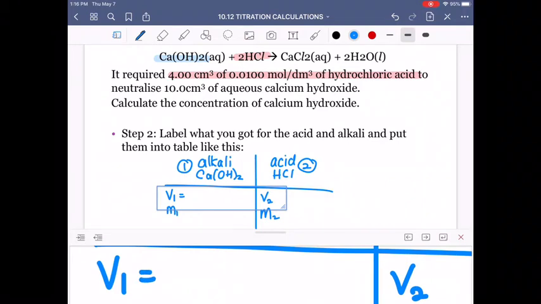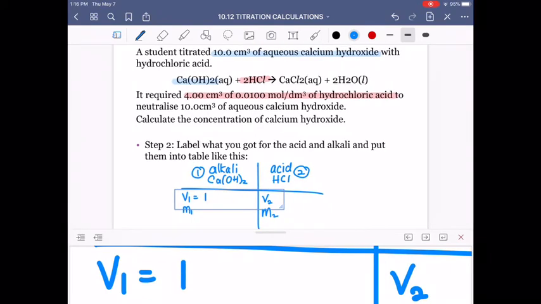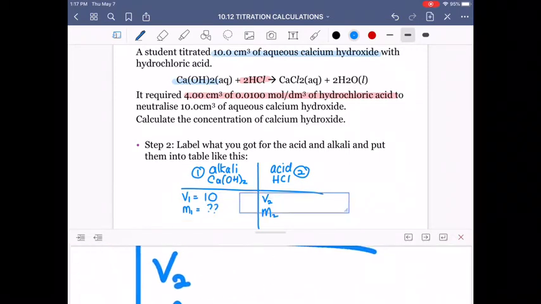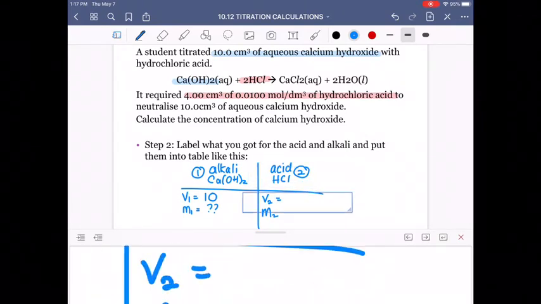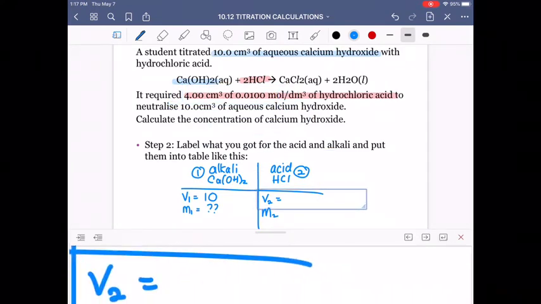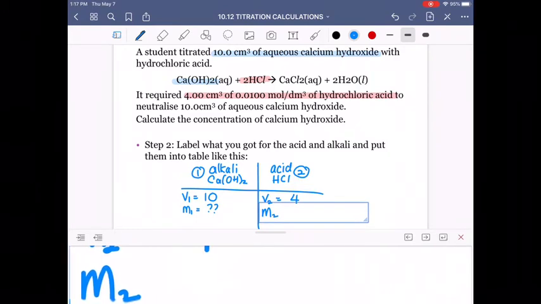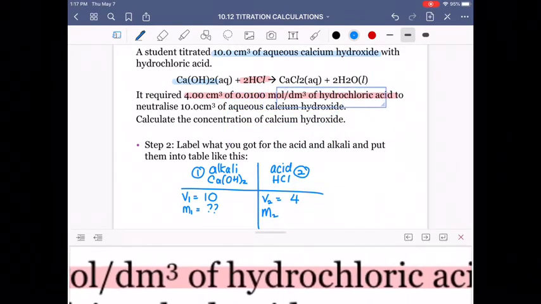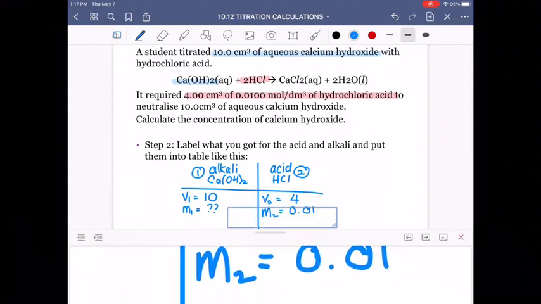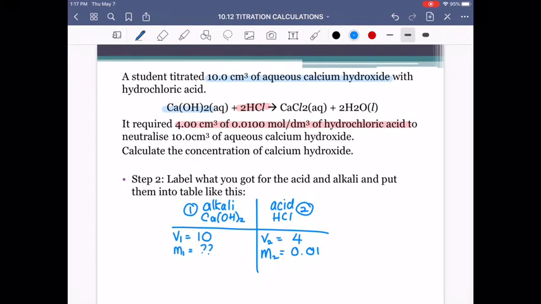Okay, label accordingly. Your volume for calcium hydroxide was 10. You can ignore the unit. Molarity is the concentration. You don't have it, so let's put the question mark. Let's move on to the acid. Solution 2, volume is 4. So let's put here 4. Molarity for your acid, hydrochloric acid, is 0.01, so I'm just going to put 0.01 only. You can ignore the 0 at the back. Okay, it should look like this.